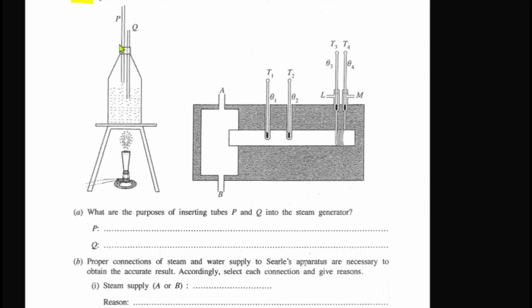So inside this steam generator, there are two tubes, P and Q. The tube P is used in order to supply the generated steam. The steam that is generated inside the steam generator will move across this P tube. So that is used to supply the generated steam. So the tube P is used in order to supply the generated steam. Okay, so what is the purpose of the tube Q?